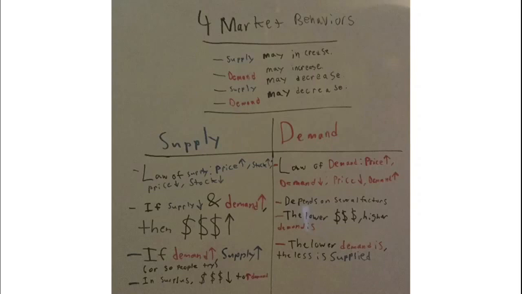The law of demand. Price goes up, then demand goes down. If the price goes down, the demand goes up. Demand does depend on several factors. The lower the price is, the higher demand is. And the lower the demand is, the less is supplied. And lastly here we have the full market behavior. Supply may increase, demand may increase, supply may decrease, and demand may decrease.